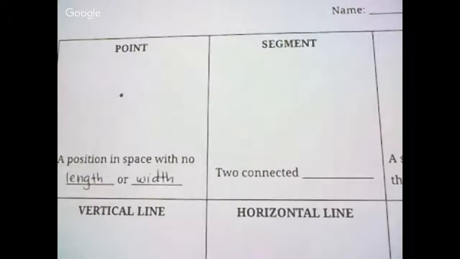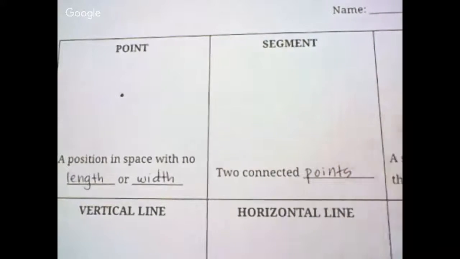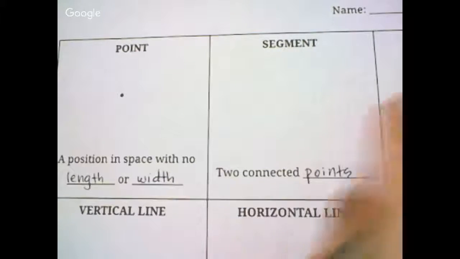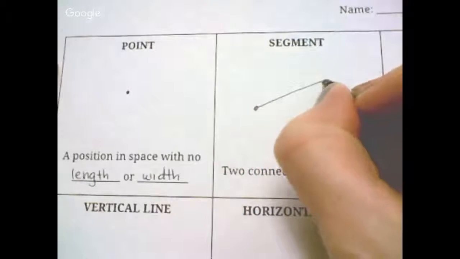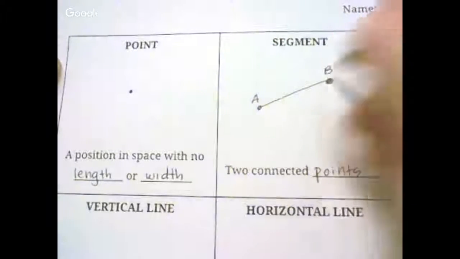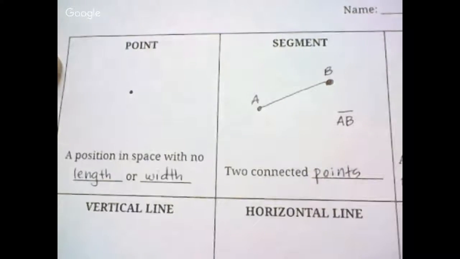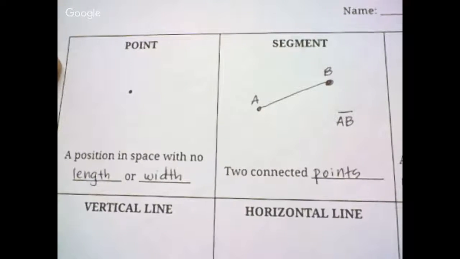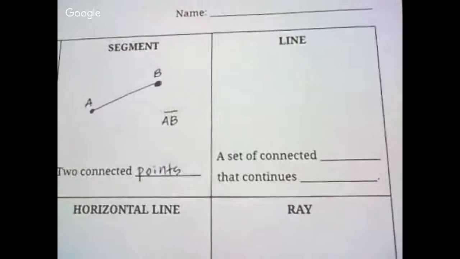Now, if we connect 2 points, 2 connected points form a segment. So if I take 2 points and I connect them, that'll make a segment. And if I name these points, say A and B, this would be segment AB, and we denote it with just a line above it. So that's point going to segment. This has 1 dimension, but a segment has endpoints.